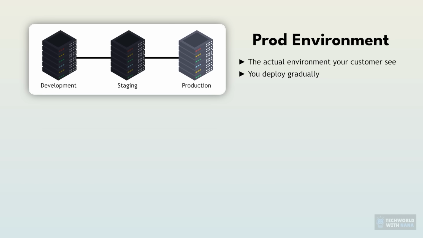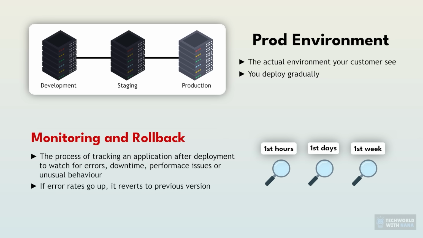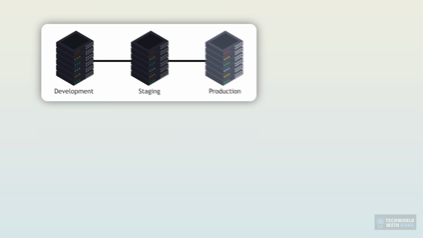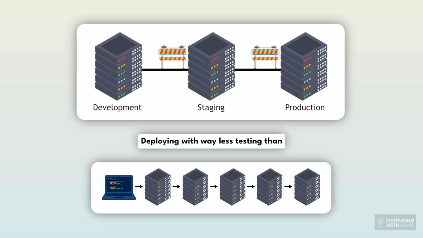And the final safety lever that teams often use with this practical approach is monitoring and rollback. So you have monitoring set up that automatically checks within the first hours, first days, first week of the new deployment to see if there are any issues. And if error rates spike, for example, it automatically rolls back to the previous version. So even though you are deploying with way less testing compared to the paranoid approach, you still have these guardrails that protect you from completely making a mess in case you deploy something that's broken.